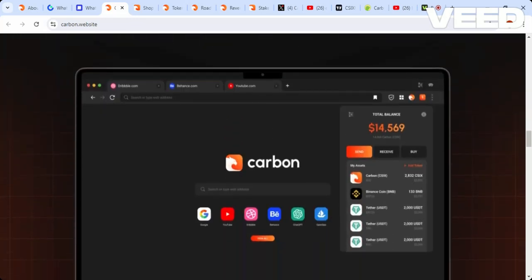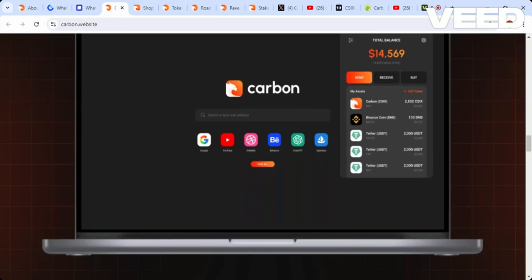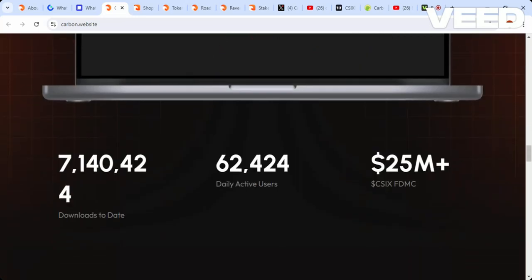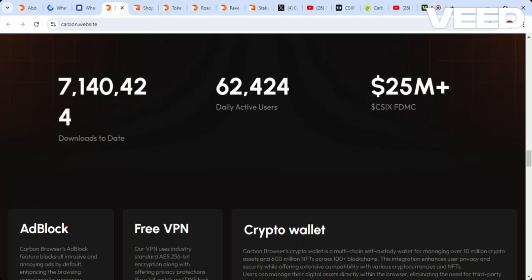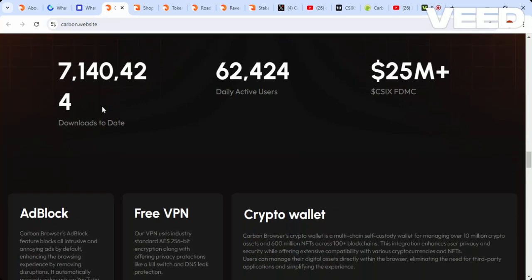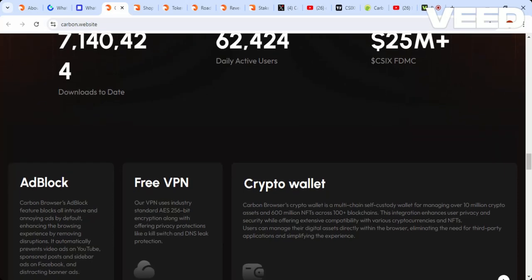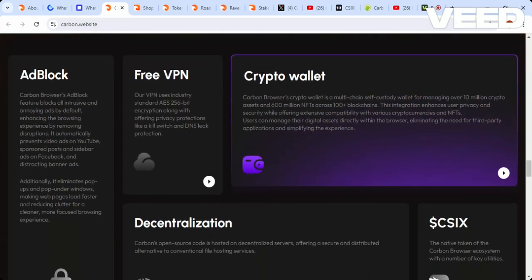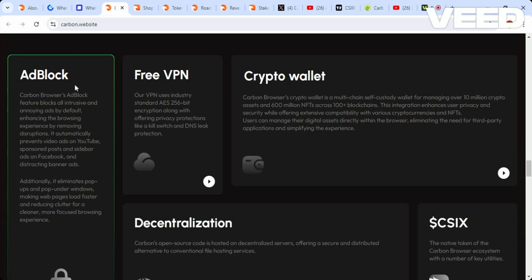So it is supported on all devices, be it Android, iPhone or iOS, PC and so on. It has over 7 million downloads, 62,000 daily users, and over 25 million dollars by the time this was recorded. So these are the features. And it has ad blocks.